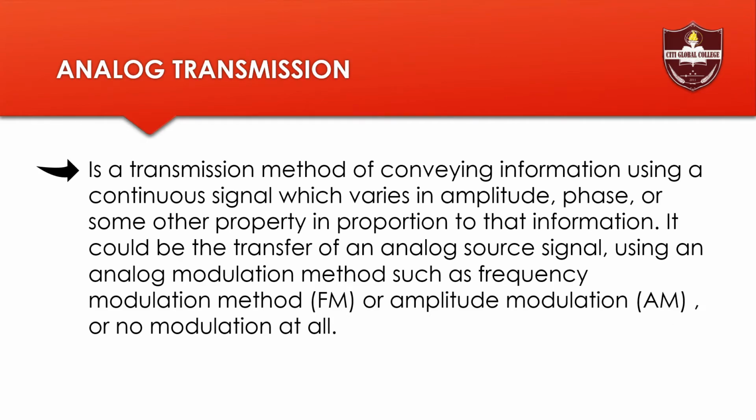Next is the analog transmission. It is a transmission method of conveying information using a continuous signal which varies in amplitude, phase, or some other property in proportion to that information. It could be the transfer of an analog source signal using an analog modulation method such as frequency modulation, the FM, or amplitude modulation, the AM, or no modulation at all.